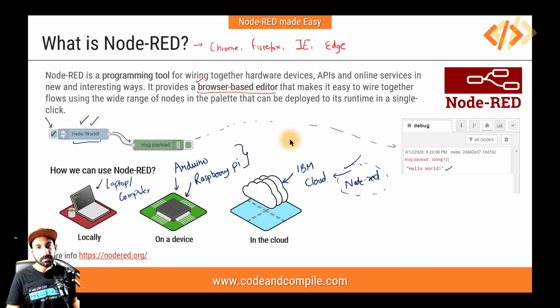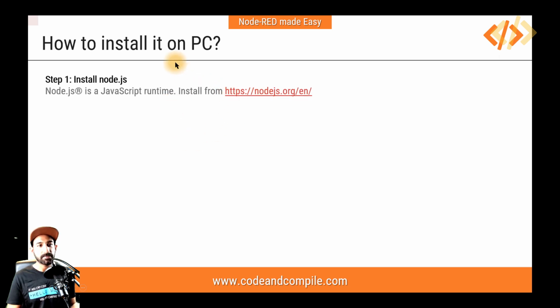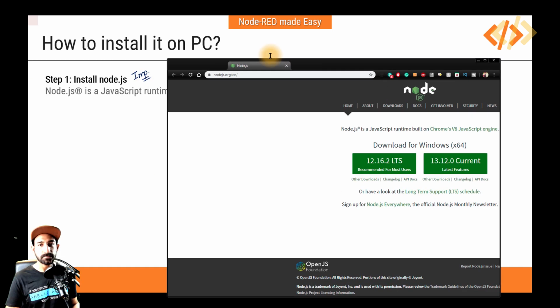All right, so now comes the step of how to install it on the PC. So if you have a computer right now or a laptop, I'm going to tell you how to install it. So step number one is you have to install a software, Node.js. This is important. Without this, you can't run Node-RED. So how you have to install it, just go to this website, nodejs.org, and then you will find a link. So maybe I can open it for you.